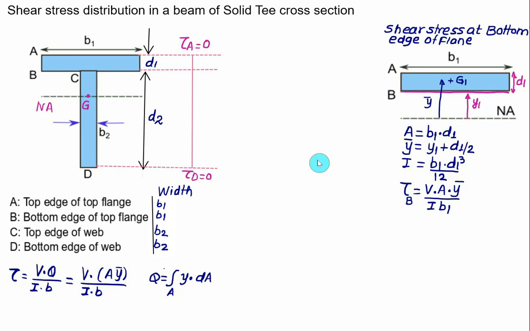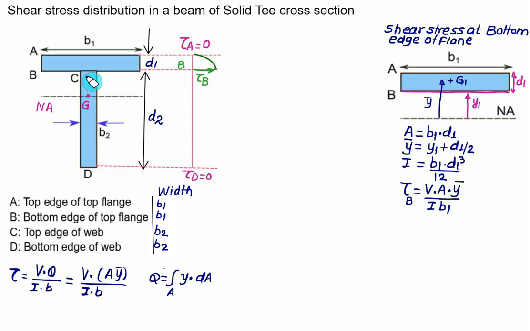The shear stress from A to B will increase parabolically. So the bottom fiber is B, and this value corresponds to the value of tau B, and this value of tau B is given as V into A into y bar divided by I times B1.